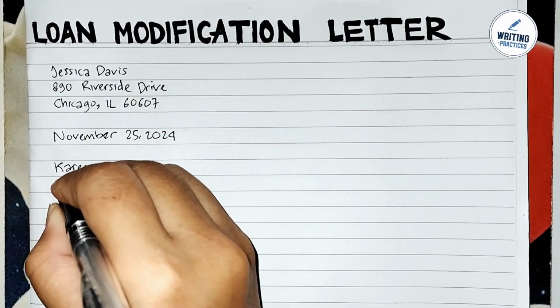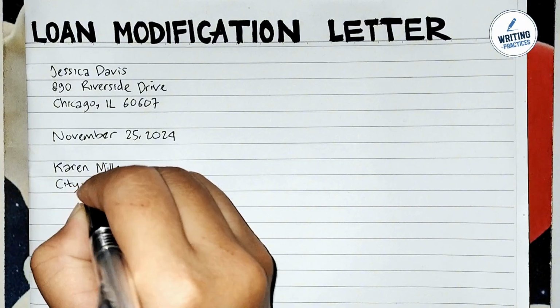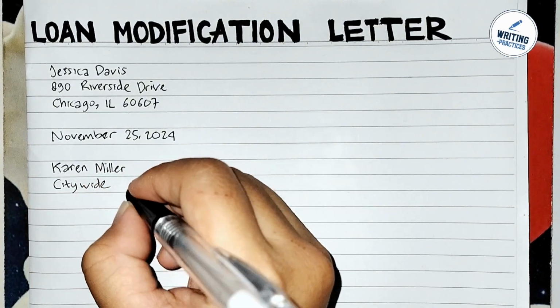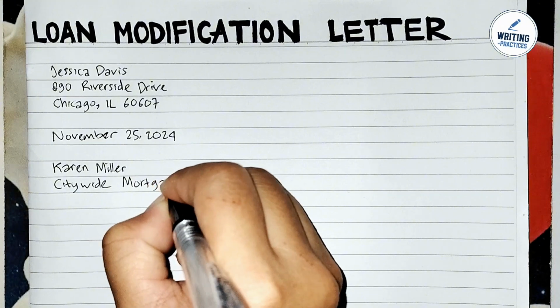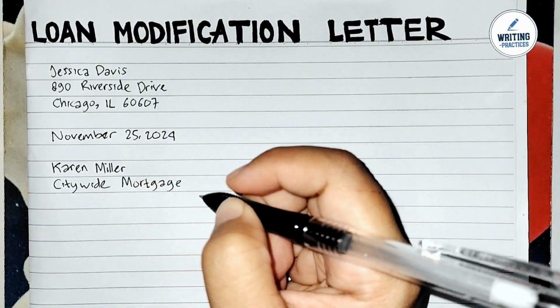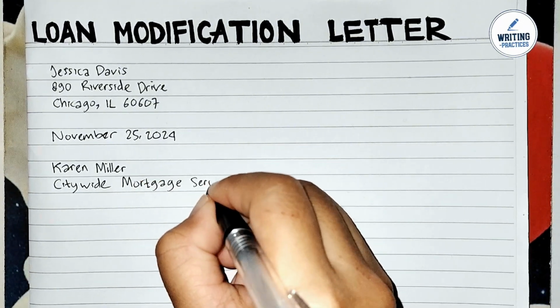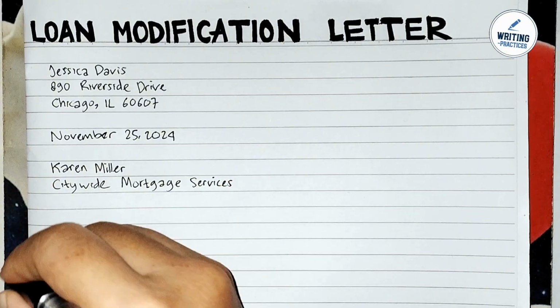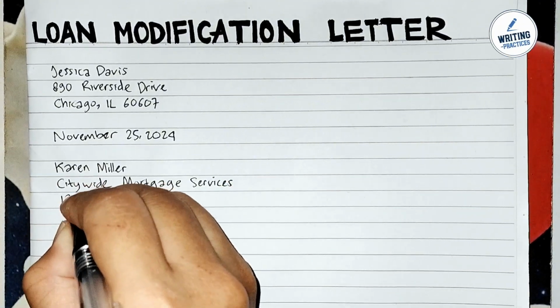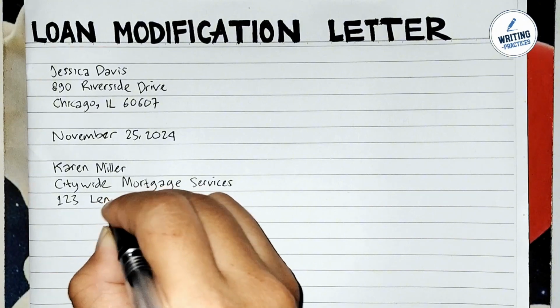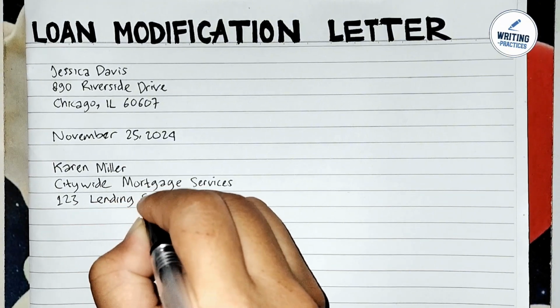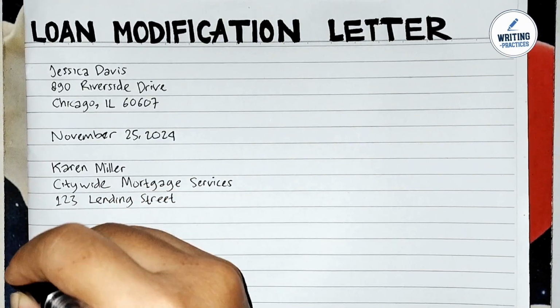Check this out. First of all, write your information as a sender. You need to write your full name. Under it, write your home address. Mention the number, street name, city, state, and zip code. And you can also add your contact information like phone number and email address. After that, write the date of the letter. You can use the format of month, date, and year.